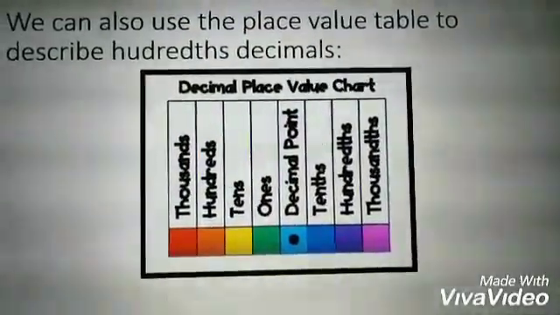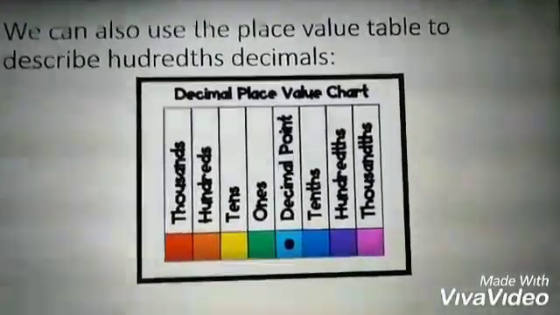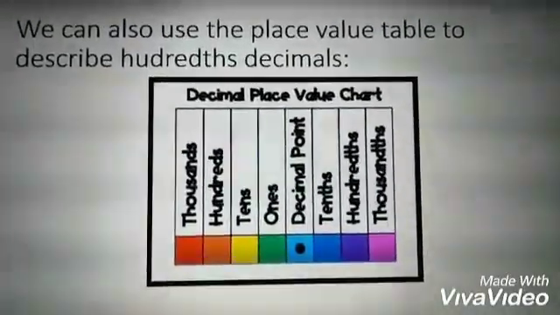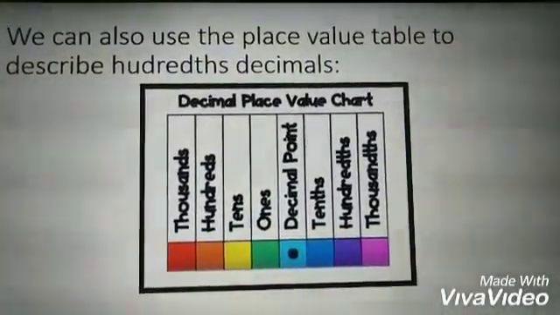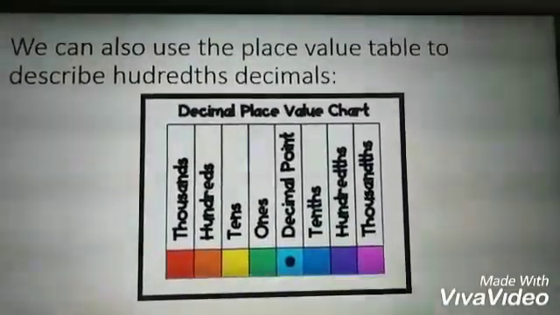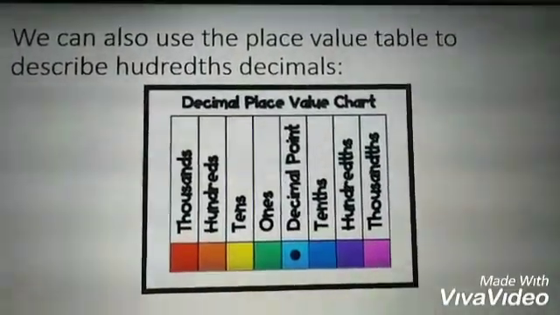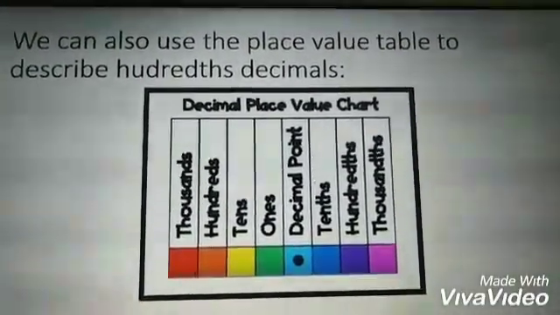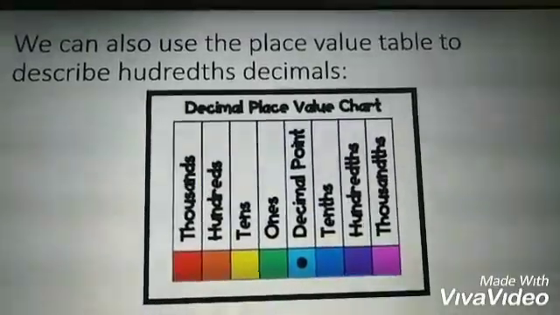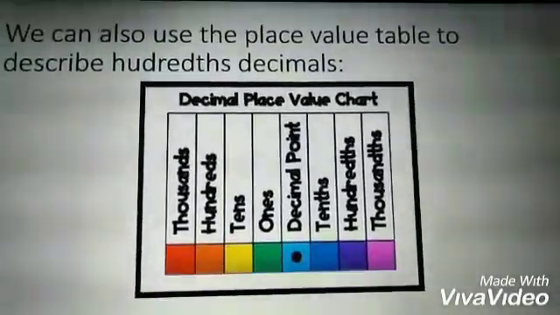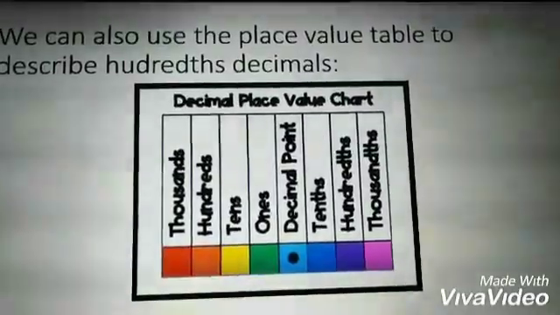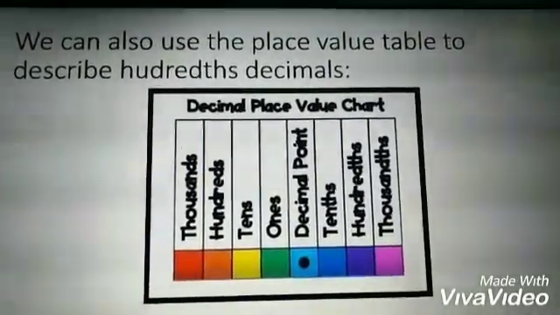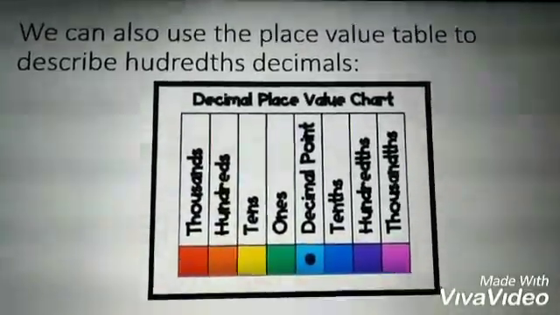I think you remember this place value chart from the previous video. We said that we can use the place value table to describe decimals. We can also use this place value table to describe hundredths decimals. Take a look at the values on the right of the decimal point, tenths and hundredths. We said that we can write 1/10 as 0.1. How can we write 100ths?